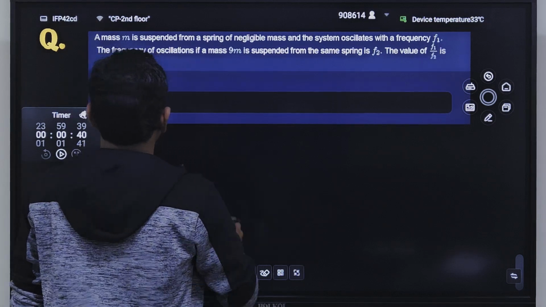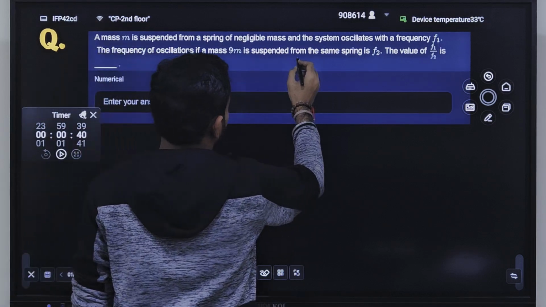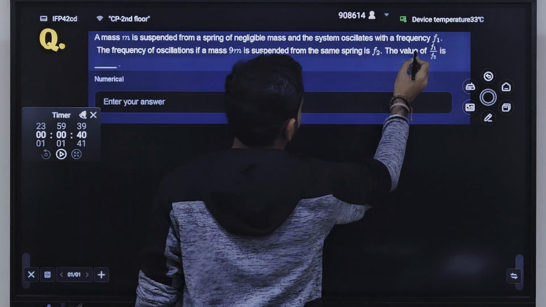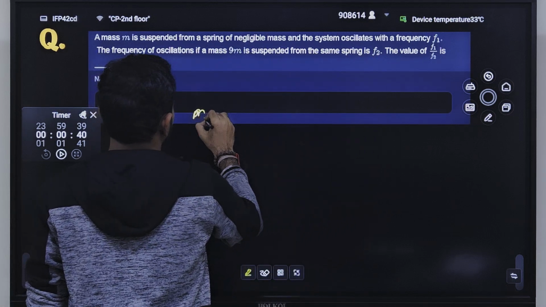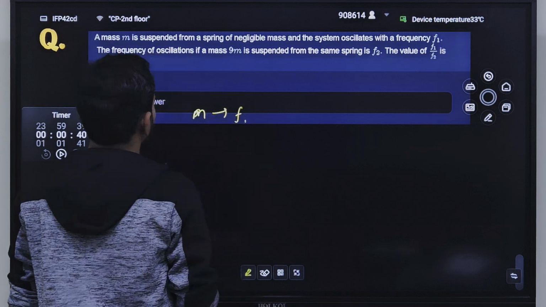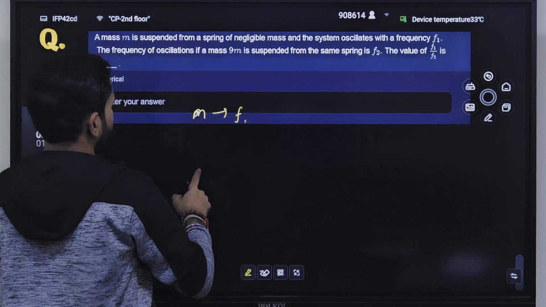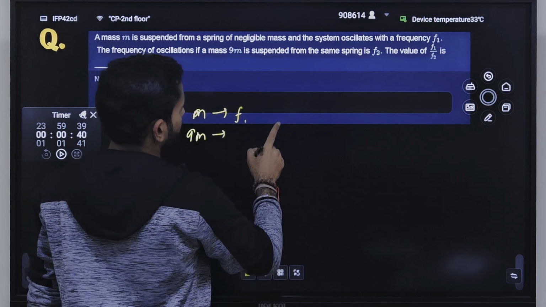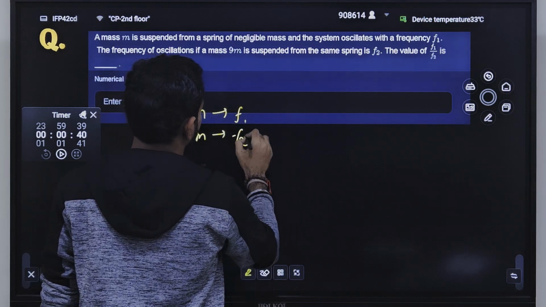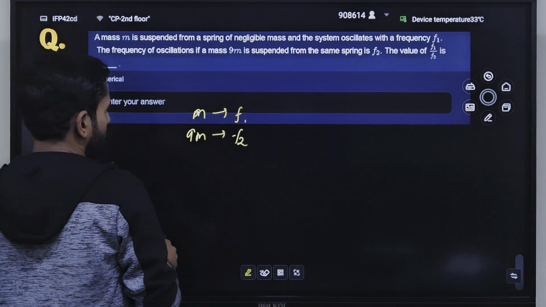Read the question. A mass m is suspended from a spring of negligible mass and the system oscillates with frequency f1. When the mass 9m is suspended from the same spring, the frequency of oscillation will be f2. Find the value of f1 by f2.